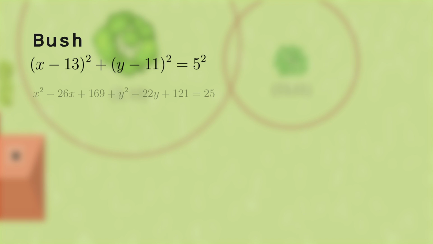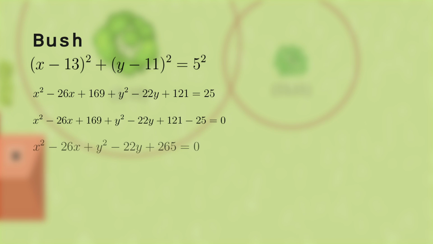Now, let's do the same for the second equation for the bush. First, expand the squares and combine coefficients. Set equal to 0 and simplify.